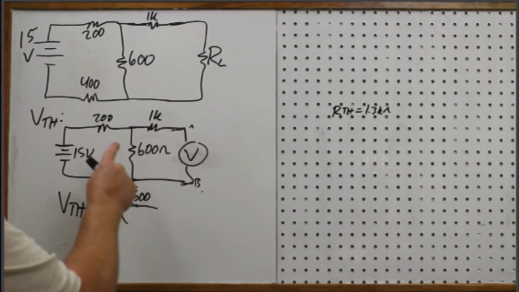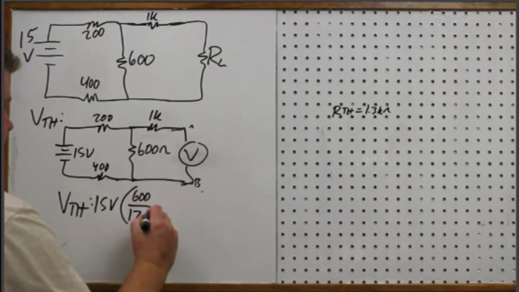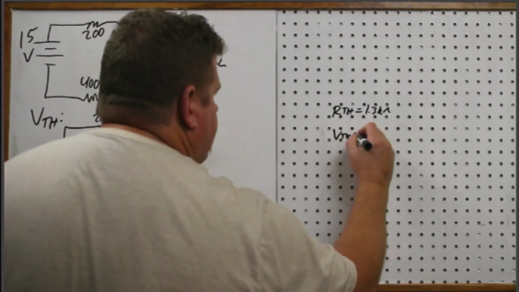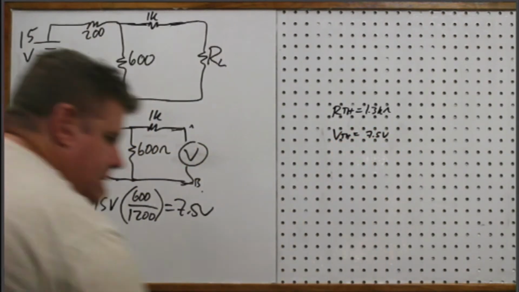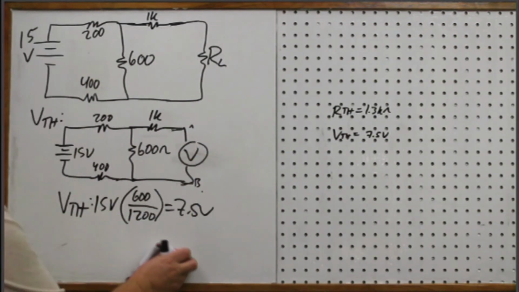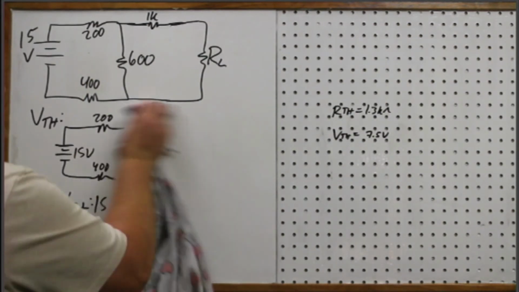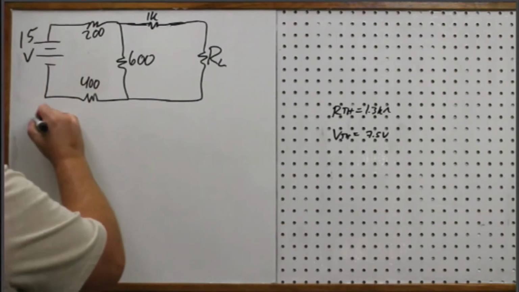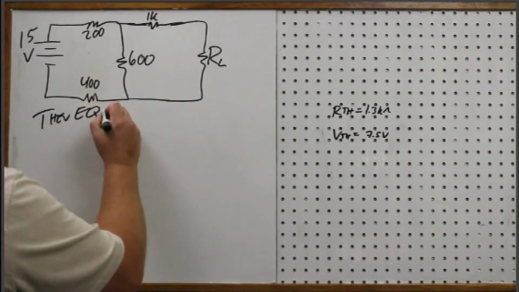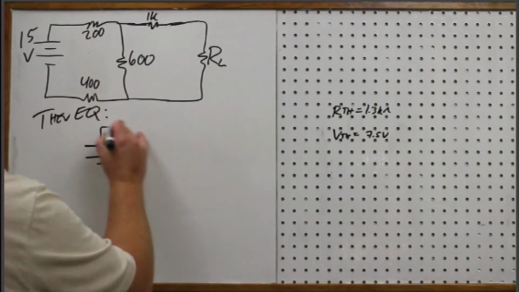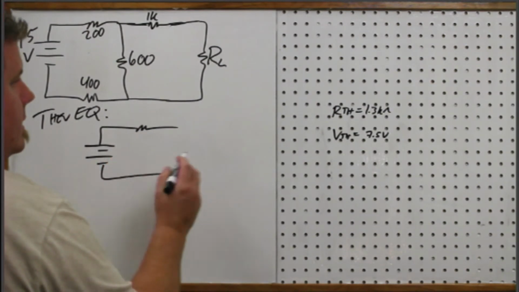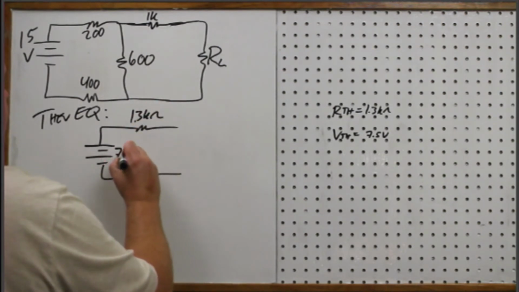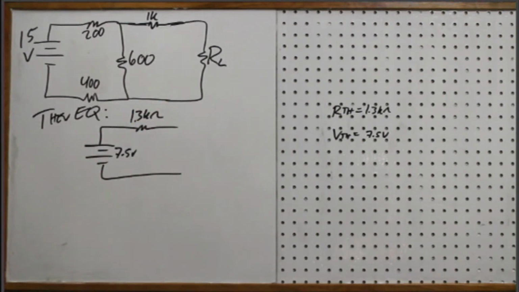200 plus 600 plus 400 gives me 1200. So that's going to be 7.5 volts. So VTH equals 7.5 volts. Okay, so now that I have those two things, I can go ahead and write my Thevenin equivalent circuit. So we said 1.3 kilo ohms, and we also said 7.5 volts. There it is. That's my Thevenin equivalent circuit.